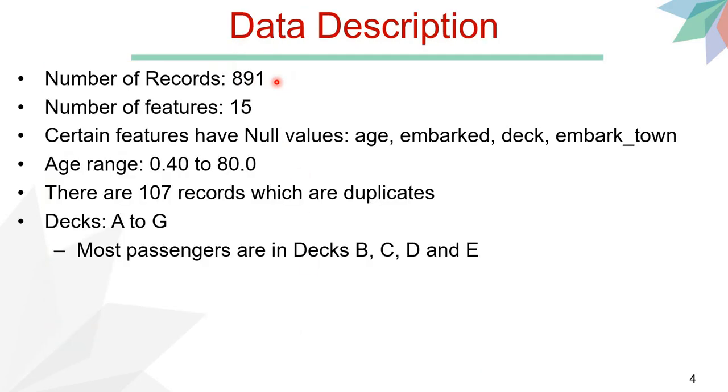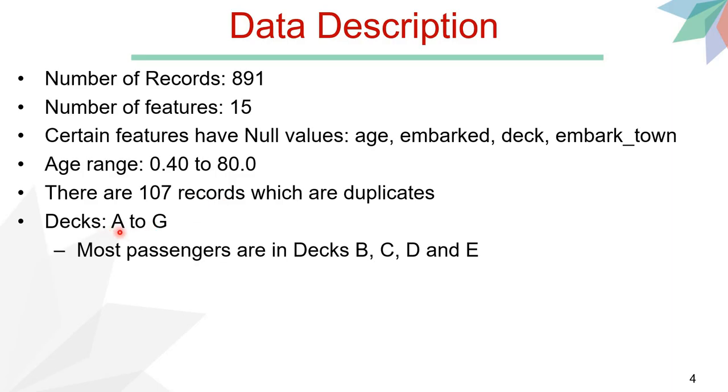So in this record, we have 891 records with 15 features. There are certain elements in this data which contains null values. Okay, we are going to leave it as it is for now. The age of the passengers vary from 0.4 to 80, and there are 107 records which are duplicates. We are not going to remove any of these duplicates because there might be a passenger who is of the same age as somebody else, male and whatever. They could be boarding the ship at the same spot. The name of the passengers is not given in this data set.